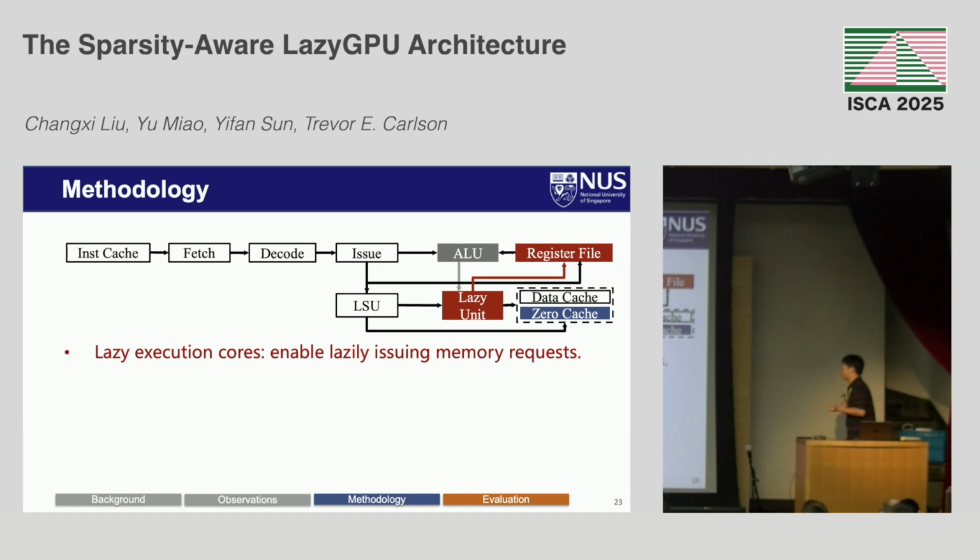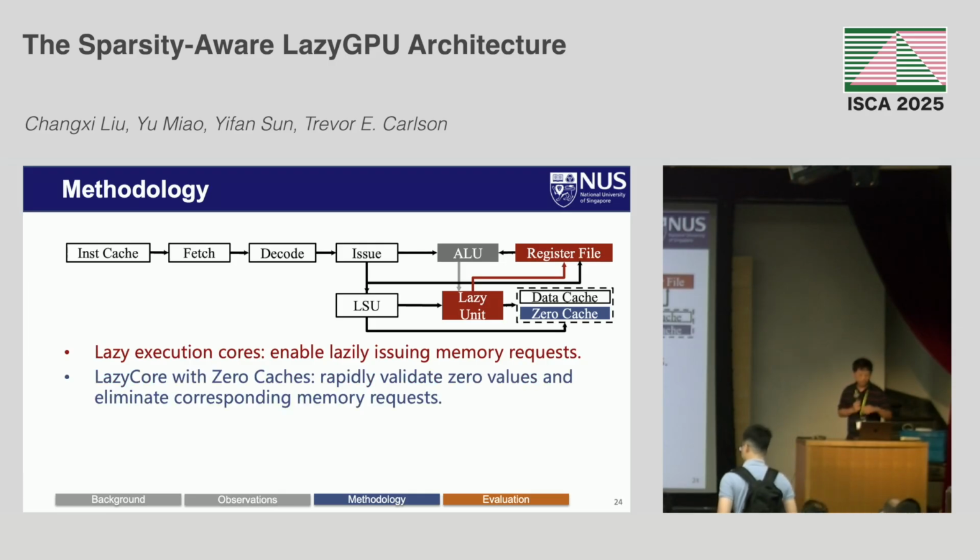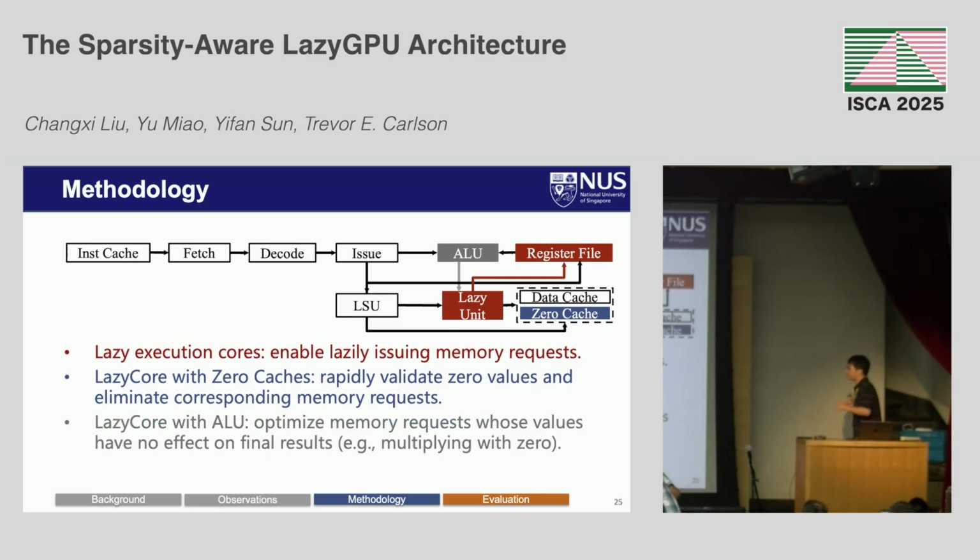This is our microarchitecture. We mainly change three parts. The first is that we introduce a new unit to enable the lazy execution core, so it can enable really issuing the memory requests. Then we combine the lazy core with a zero cache, so it can rapidly validate whether a value is 0 or not, and then we can eliminate the corresponding memory requests. Another one is that we combine the lazy core with the ALU, so we know whether this value really has no effect on the final result, like multiplying with 0 or ANDing with 0.